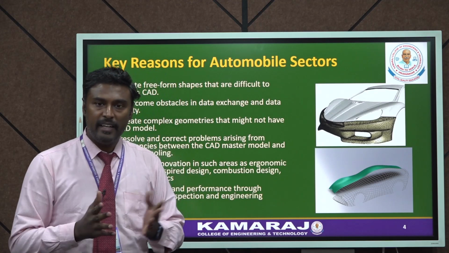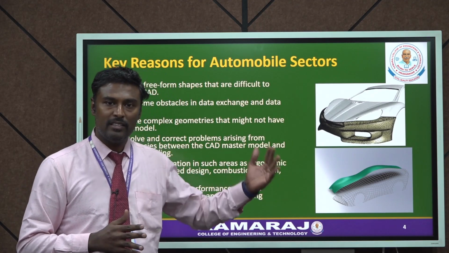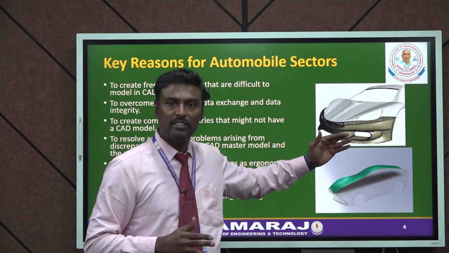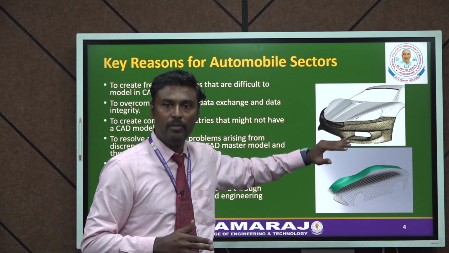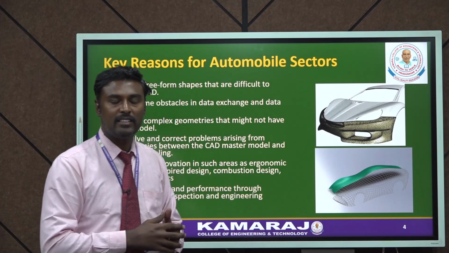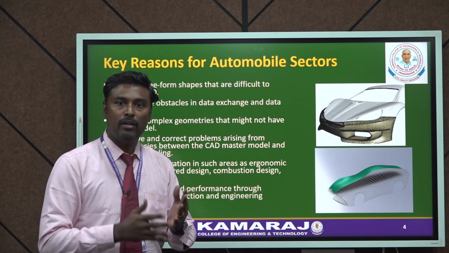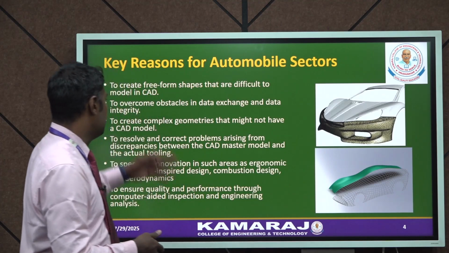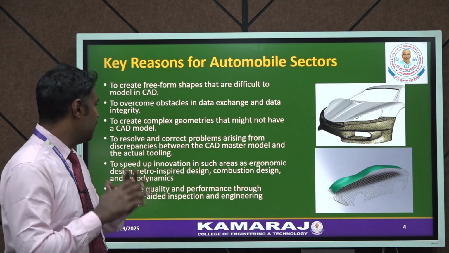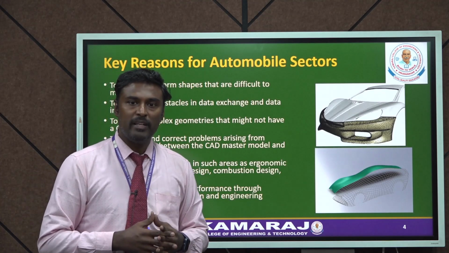Mostly if you take any automotive components, the complex surfaces are found in the front bonnet, front dome, and in the rears and back sides of the automotive sectors and the side coverage. The entire automotive is completely full of free-form structures. To overcome those obstacles, several data exchanges and data integrity have happened.